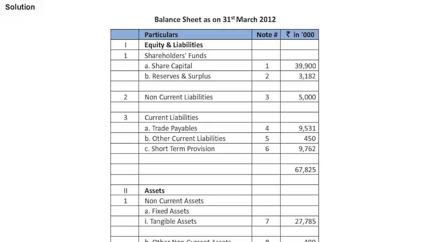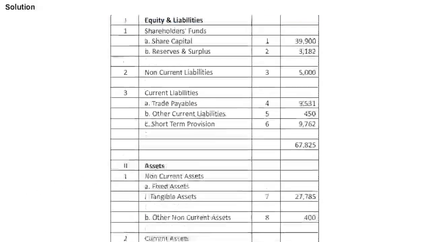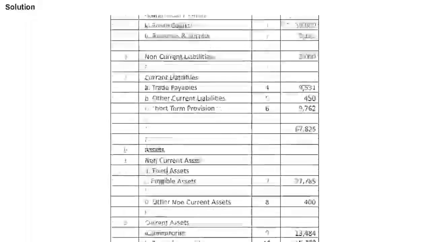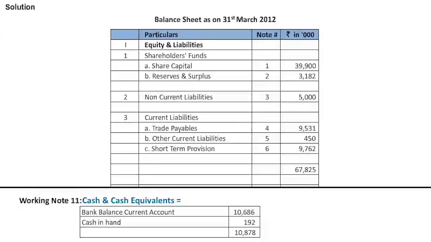Then debtors, creditors, part of your balance sheet 16,440 and 9,222. So creditors will be part of your trade payables 9,222 and debtors will be part of your current assets 16,440. Then profit and loss account 864, that is the opening accumulated balance. So that will be forming part of your reserves and surplus, notes to accounts 864, that is your opening balance in statement of profit and loss. Then bank current account 10,686, that will be part of your current assets and it will be part of your cash and cash equivalents 10,686. Cash in hand 192, again that will be part of your cash and cash equivalents 192.